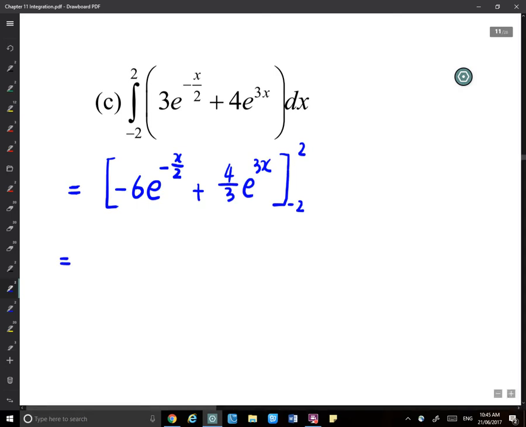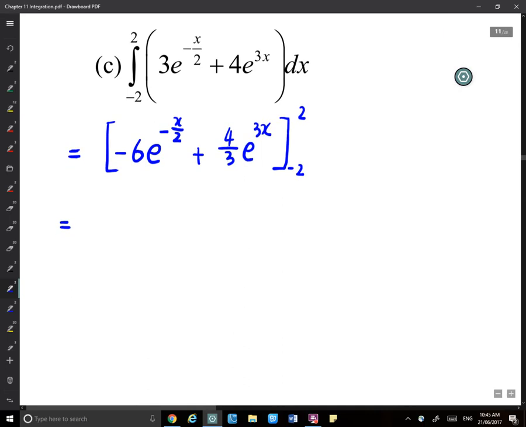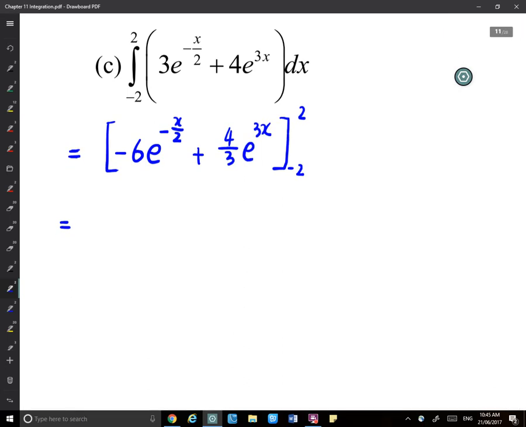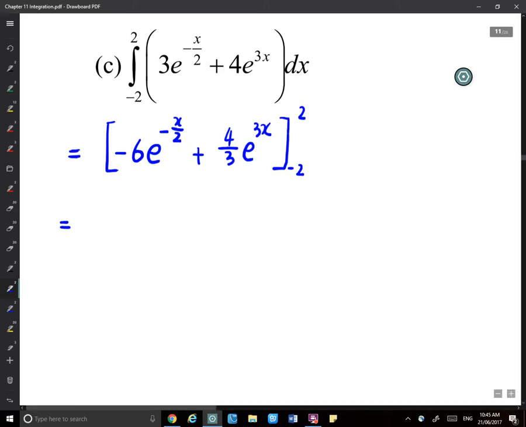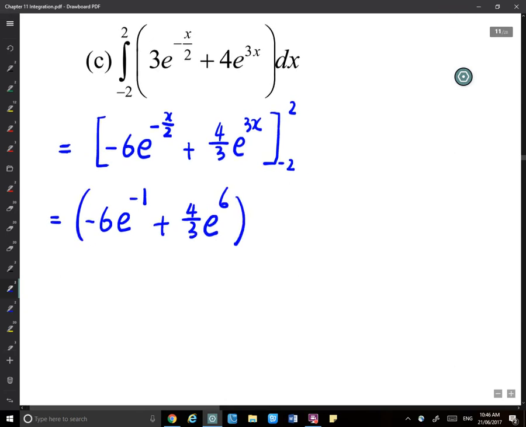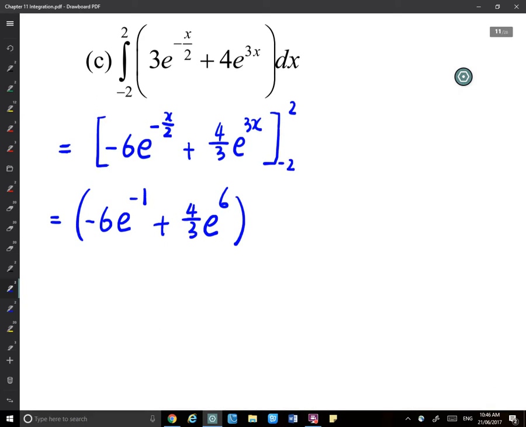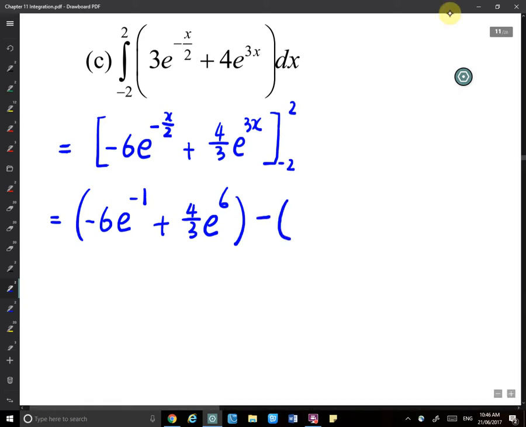Okay, if you can't do it really quickly at the beginning, just make sure you substitute clearly and show the difference between two functions. So that is negative 2e to the power of negative 1 plus 4 over 3 e to the power of 6. Okay, that is when x equals 2. That is one thing. Subtract, you sub negative 2 in this case. Negative 6 e to the power of 1 plus 4 over 3 e to the power of negative 6.